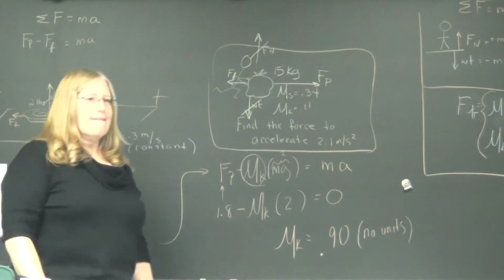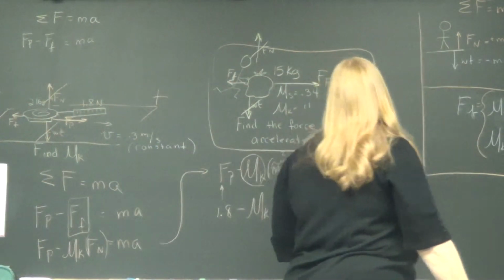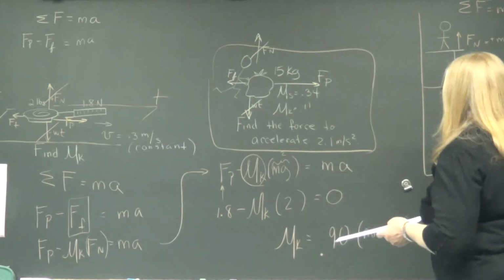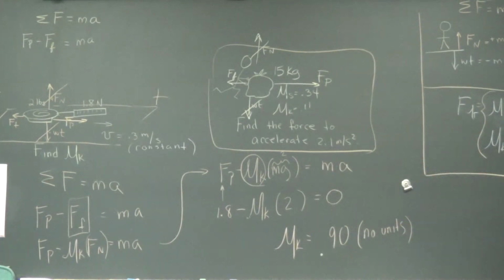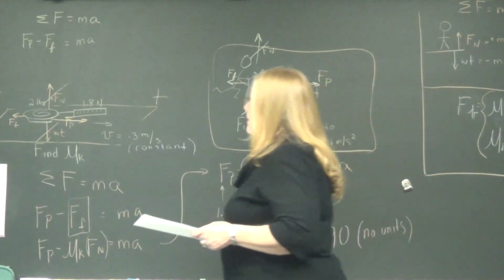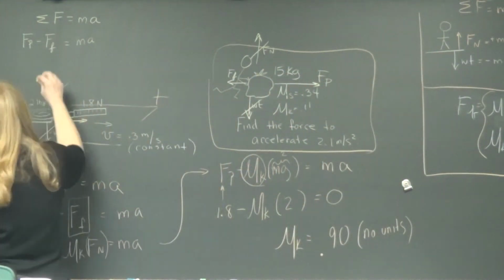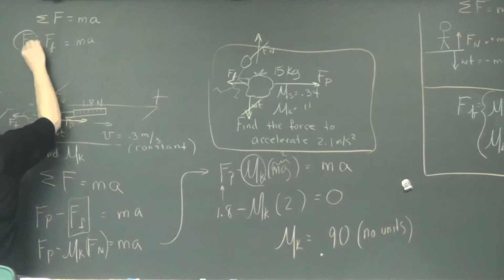Normal force is mass times gravity, so that'll be mass, 15 times 9.8, which is 147. Friction is mu times 147. This is the thing we're looking for, so is it static? You usually circle it, static.